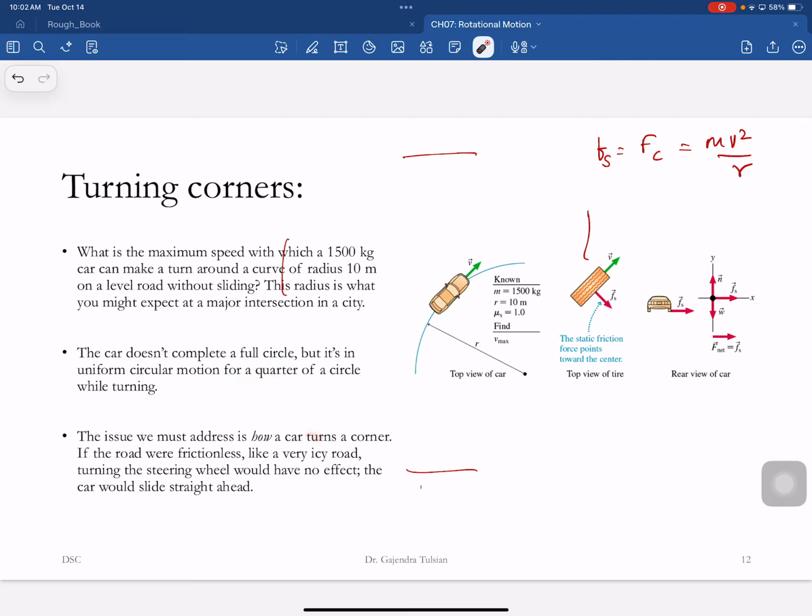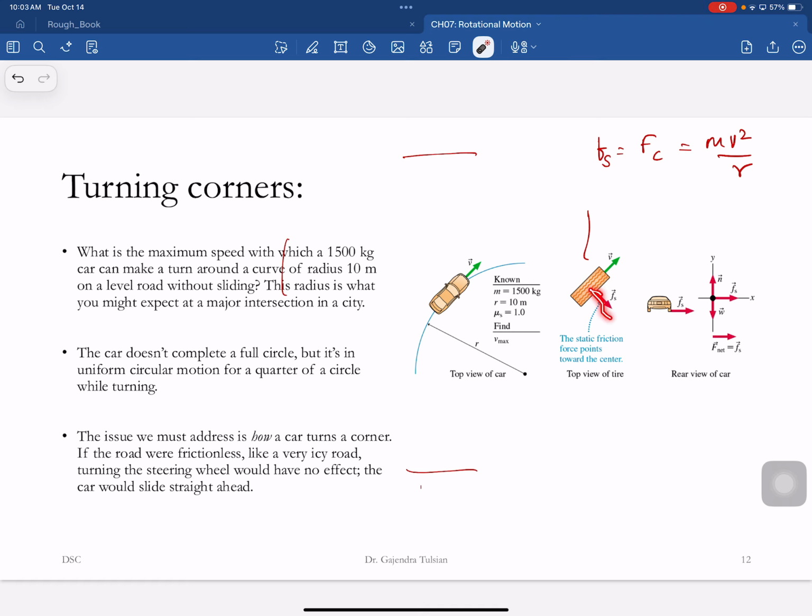So we'll talk about this. If the road were frictionless, if your tires weren't sticky, like on a very icy road, turning the steering wheel would have no effect. The car would just go straight. If it was frictionless and you're trying to turn, you can turn your steering wheel all you want. All you'll do is end up going straight. Has anybody here experienced that? Have you lived up north? All right, so you need a friction force to make a turn.